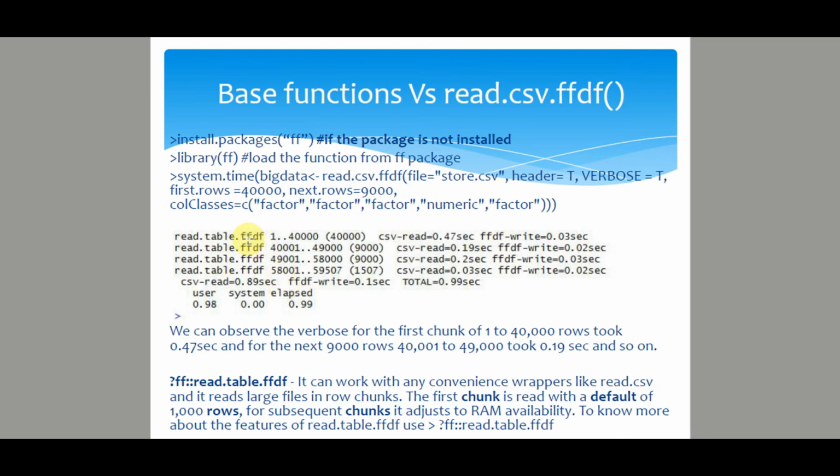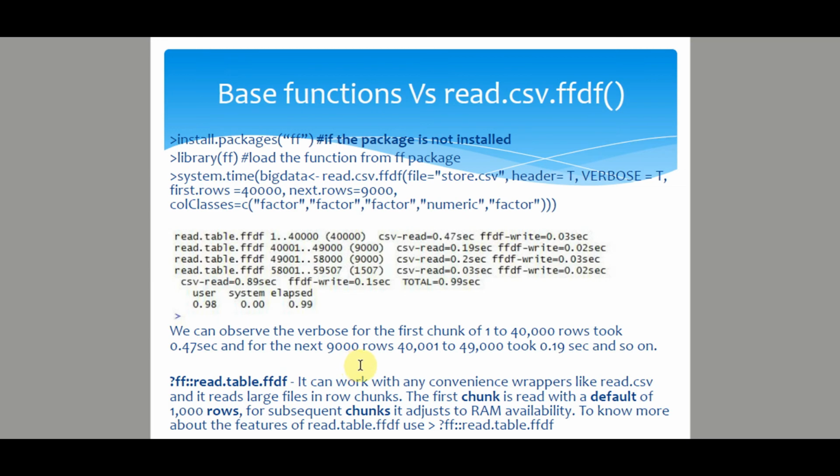In the output we can observe the verbose, that is the total time to read the first chunk of data, rows 1 to 40,000, took 0.47 seconds. And for the next chunk it took 0.2 seconds to load the 9,000 rows from 40,001 to 49,000 and so on. So the total time taken, that is our system.time output, is 0.99. The default value to read the first chunk is 1000. And for the subsequent chunks, it adjusts to RAM's availability.